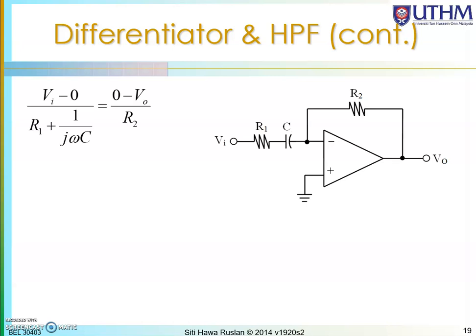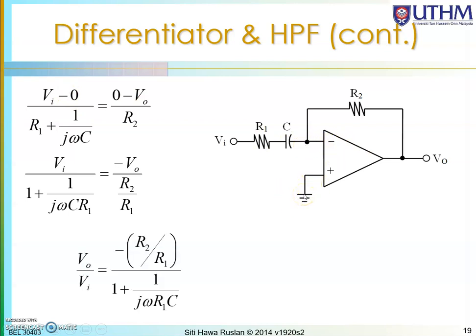This is to find the transfer function. So for this, VI minus 0 is actually the current flowing from this node to this node. You have R1 and C in series, so R1 plus 1 over j omega C. And it is equal to the current over here, which is through the R2, flowing from this node to VO. So that's why it is 0 minus VO over the resistance over here, R2. Simplify this equation. And this one is 0 because this is grounded.